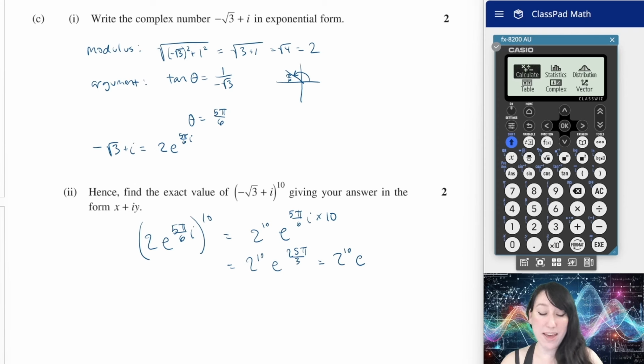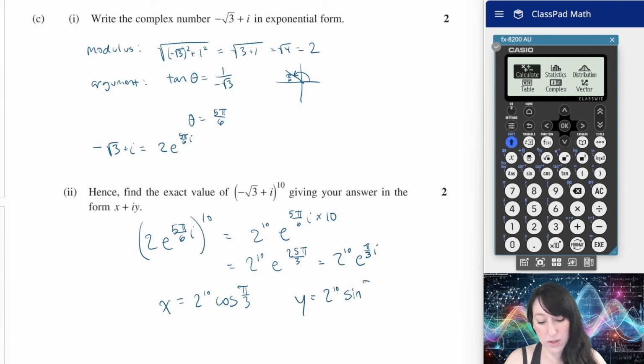3 goes into 25 8 times. So we would make 4 revolutions and then have 1/3 of a pi left over. Now, the real component would be 2 to the 10 cosine of pi over 3, and the imaginary component, similarly, 2 to the 10 times sine of pi over 3.